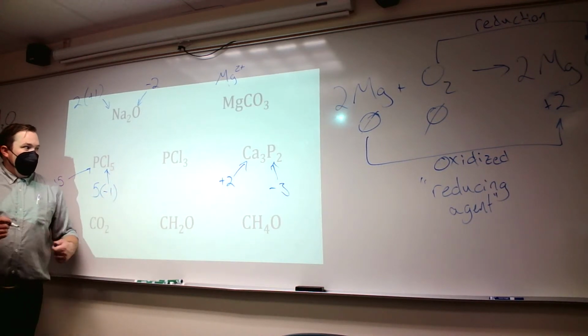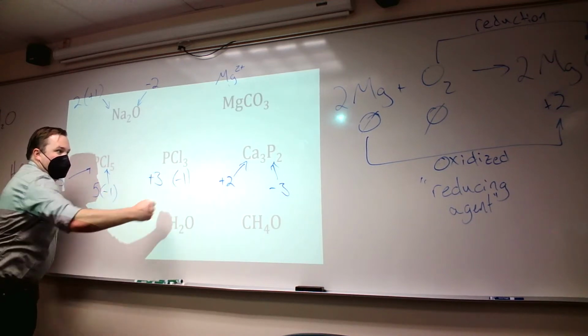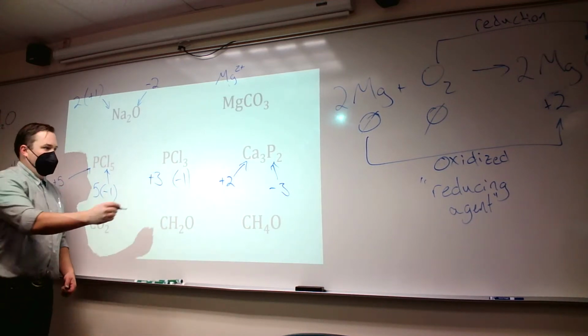P +3. Phosphorus has to be +3 because each chloride is a -1, and there's 3 of them.